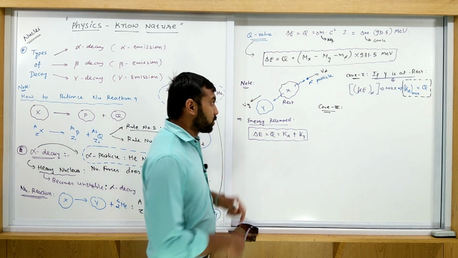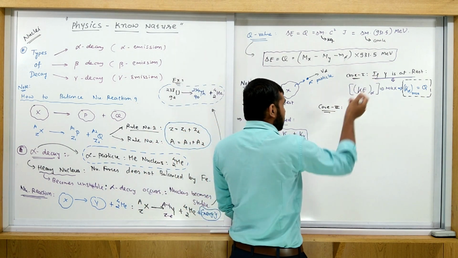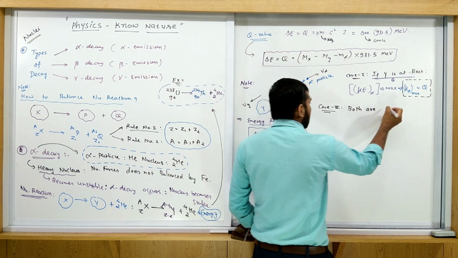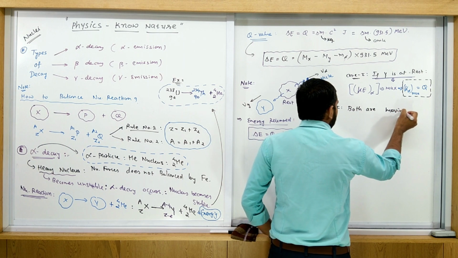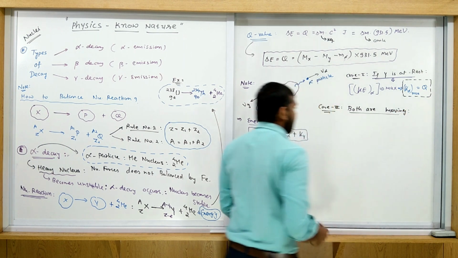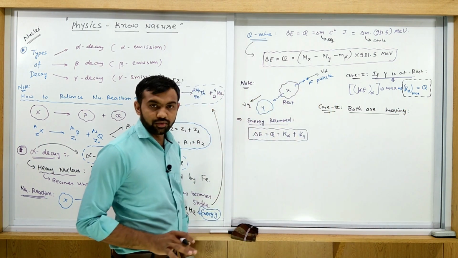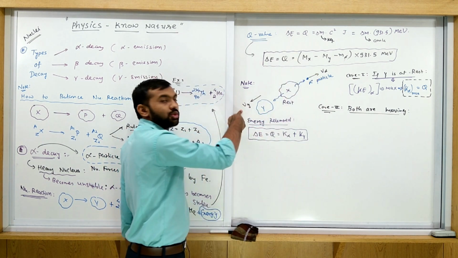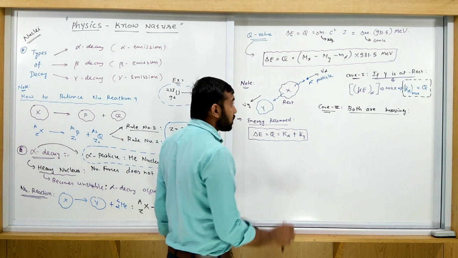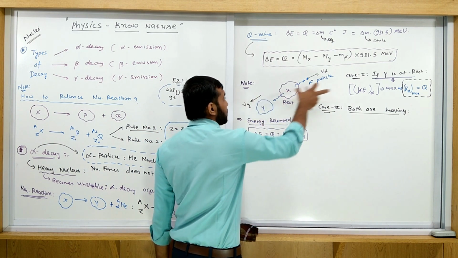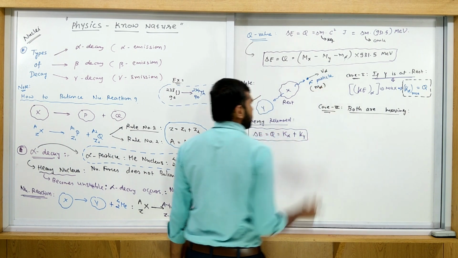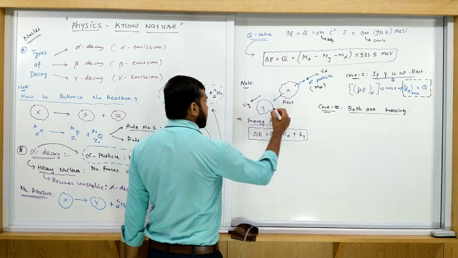So what is case 2? Now both are moving, the alpha particle as well as the Y nucleus. If both are moving, this one is moving with v alpha, this one is moving with vY. So what is the relation between them? Consider the mass of the alpha particle is M alpha. Mass of Y is what?